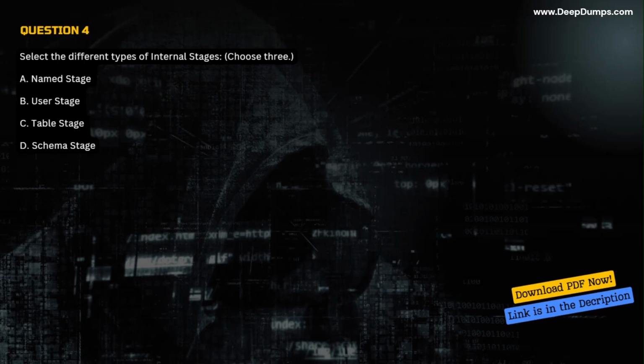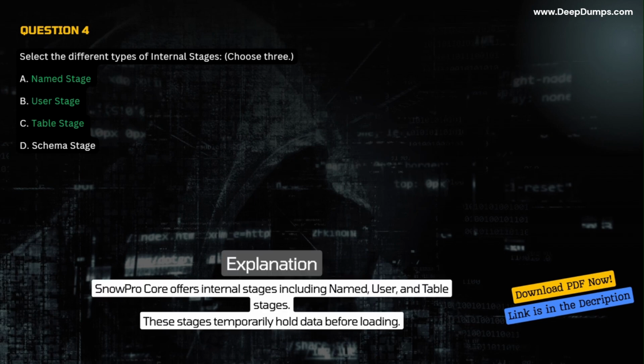Question 4. Select the different types of internal stages. Choose 3. A. Named stage. B. User stage. C. Table stage. D. Schema stage. Correct answer A, B, and C. Named stage. User stage. Table stage. Explanation. Snowflake offers internal stages including named, user, and table stages. These stages temporarily hold data before loading.